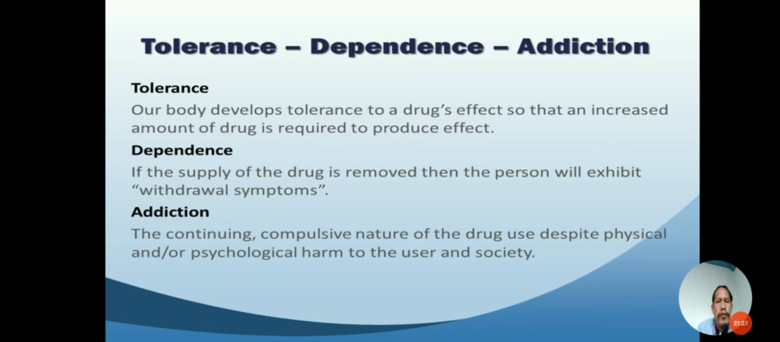In addiction also, there is the continuing compulsive nature of the drug use despite physical and or psychological harm to the user and society. In polydrug abuse, some people are not satisfied with only one kind of drug. They also use alcohol, cocaine, marijuana, and tranquilizers. So this abuse of drugs has a series of consequences that may include coma and even death.